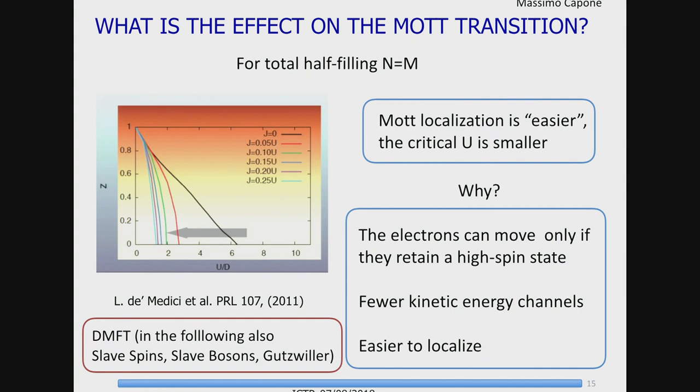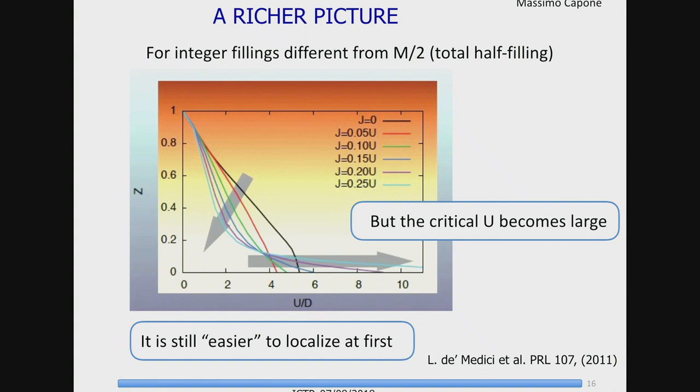But actually, the story becomes different if you look at any filling which is integer, but where the number of electrons is not equal to the number of sites. Like you have six electrons on five orbitals, or two electrons in three orbitals, anything like that. So a situation which, of course, can give rise to Mott physics. You can localize six electrons on one atom. That's perfectly possible, but the picture is different.